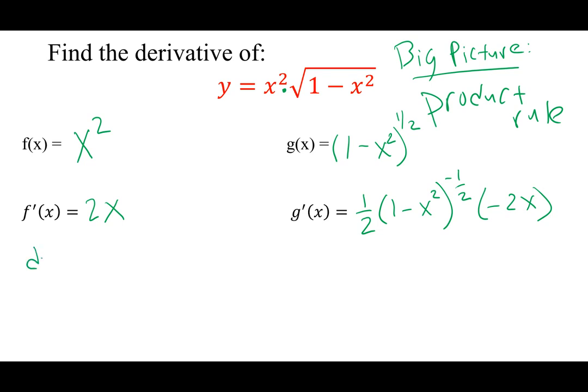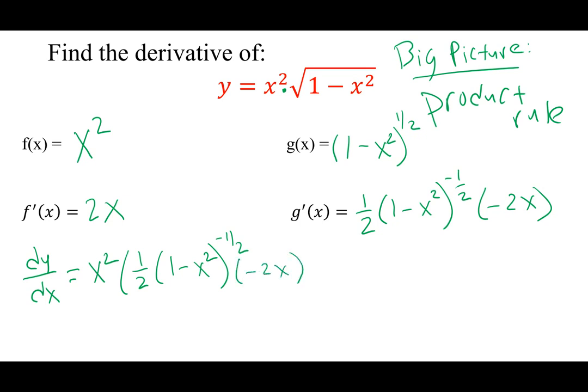I'm going to call my final answer here dy/dx, as I've been doing the whole time. And remember that the product rule still applies. So I'm going to do the first times the derivative of the second, which is 1/2 times (1 minus x squared) to the negative 1/2 times negative 2x. Another parentheses. So again, that's the first times the derivative of the second, which includes the chain rule, plus the second, (1 minus x squared) to the 1/2, times the derivative of the first, which is just 2x. So take a minute to make sure you understand where everything is located and what everything means.